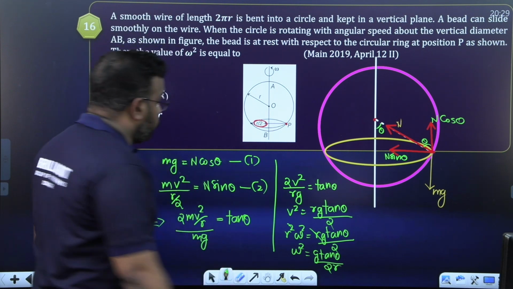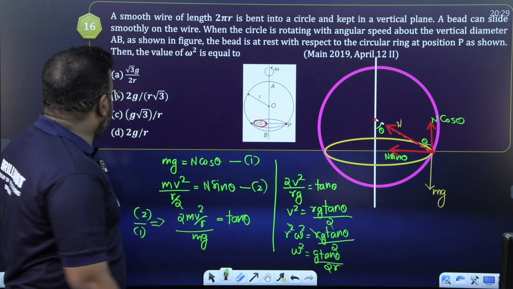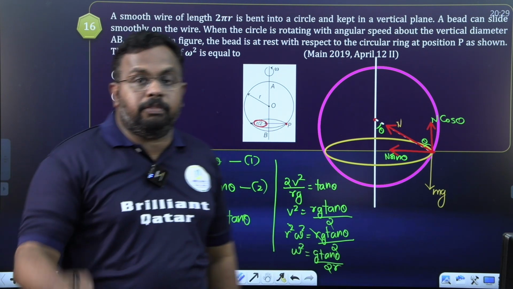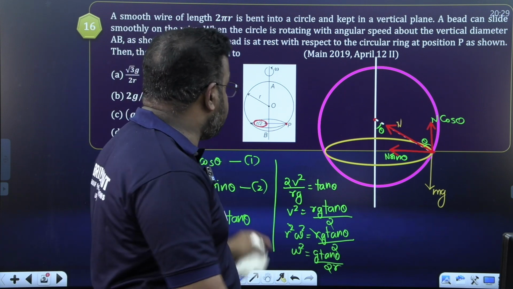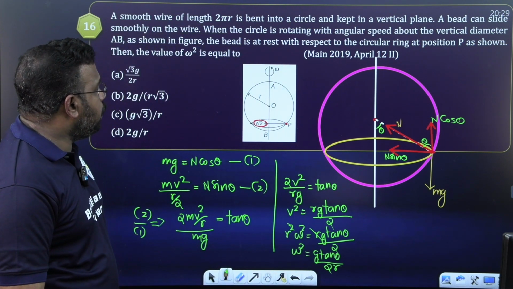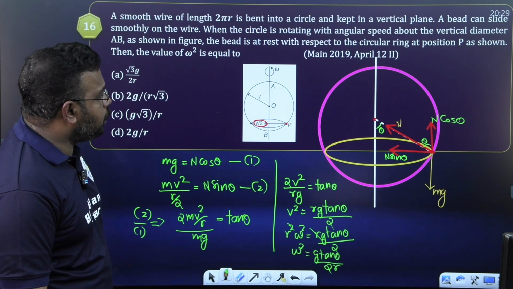But if you are looking at the options, you can't see such an option. We need omega square only, no need to find its square root. Omega square is equal to g tan theta by 2r. Now, is there a way to find tan theta from the diagram? Then that's it, we can find it easily. That also we have to find from the diagram. How do we find tan theta?